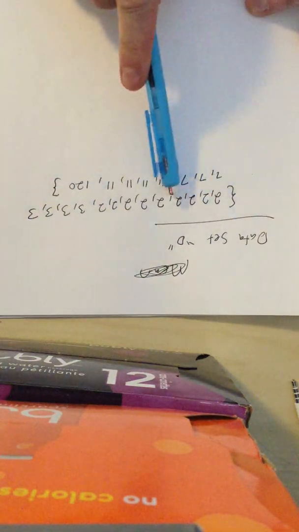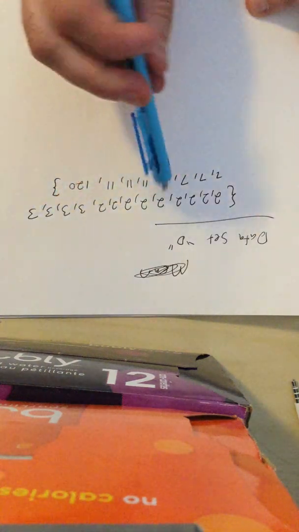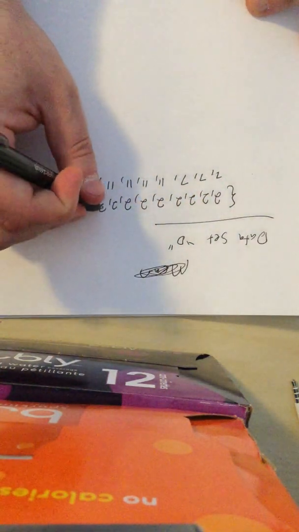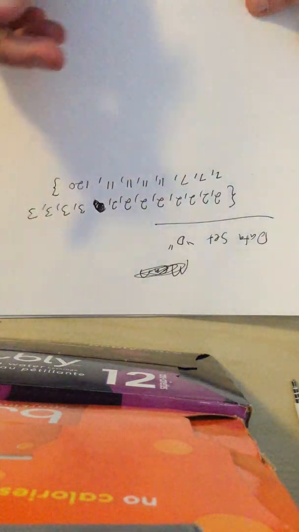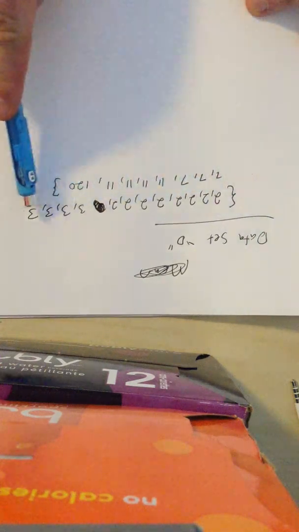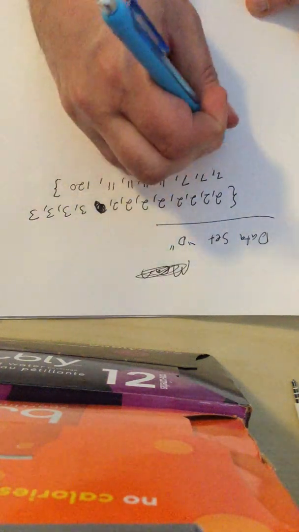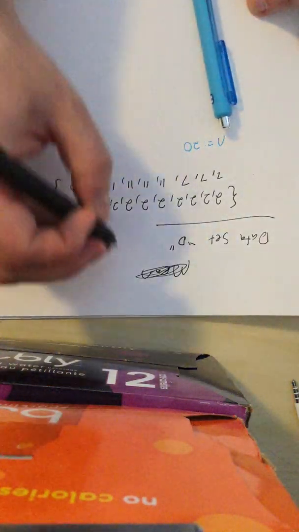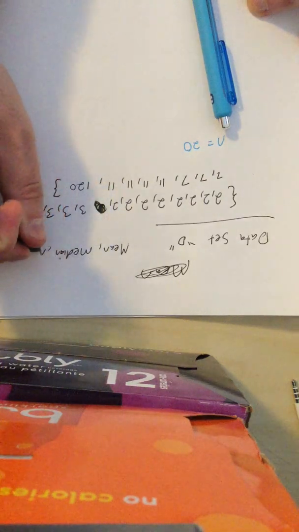N is 1, 2, 3, 4, 5, 6, 7, 8, 9, 10, 11, 12, 13, 14, 15, 16, 17, 18, 19. Wait, that's not the number I wanted. I want it to be a slightly ugly number. So 1, 2, 3, 4, 5, 6, 7, 8, 9, 10, 11, 12, 13, 14, 15, 16, 20. So there's going to be 20 numbers. So N is 20. And what I want to find is the mean, the median, and the mode.